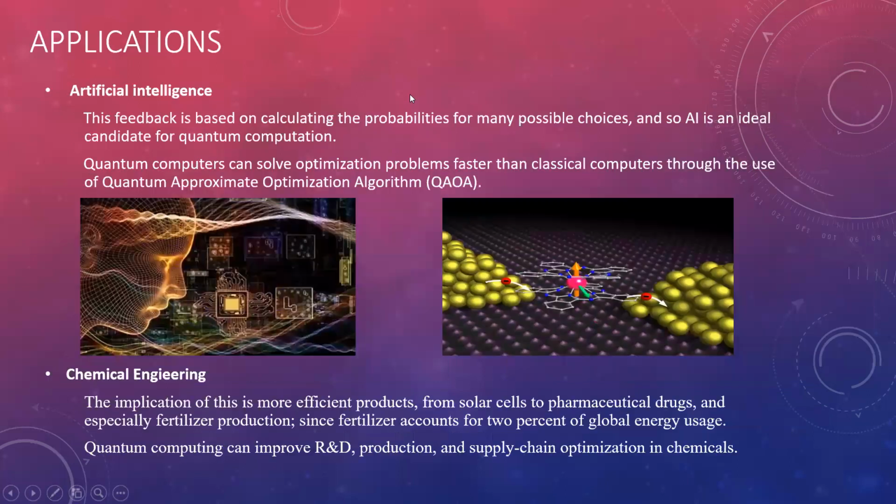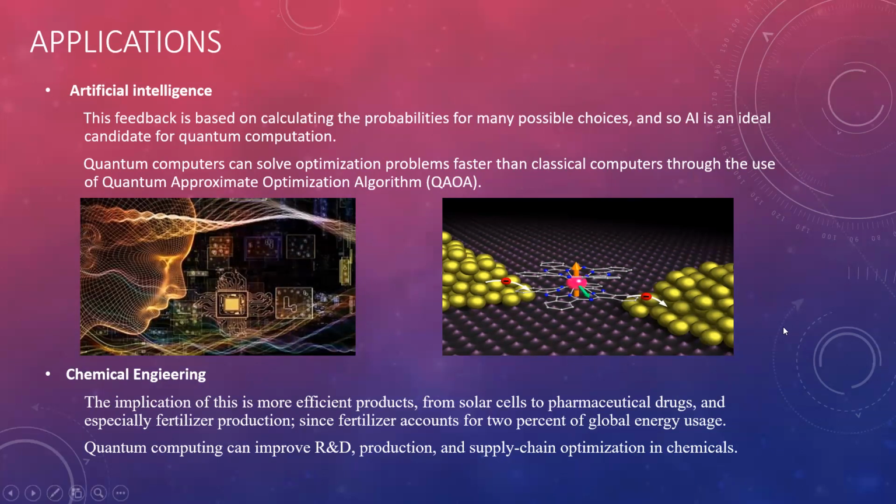So coming to applications. Quantum computers have applications in the fields of artificial intelligence, chemical engineering, nanotechnology, bioengineering, transportation systems, etc. So now let us discuss the various fields where quantum computers can be used. Coming to artificial intelligence, the feedback is based on calculating the probability of how many possible choices, and so AI is an ideal candidate for quantum computing. A quantum computer can solve optimization problems faster than a classical computer through the use of the quantum approximate optimization algorithm. So by using these algorithms, it can be much faster than normal classical computers.